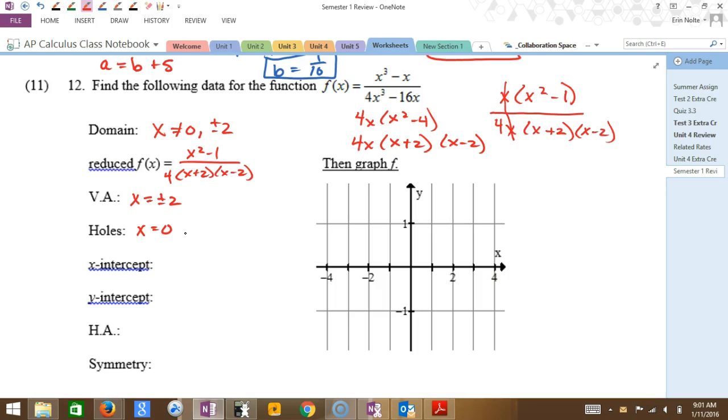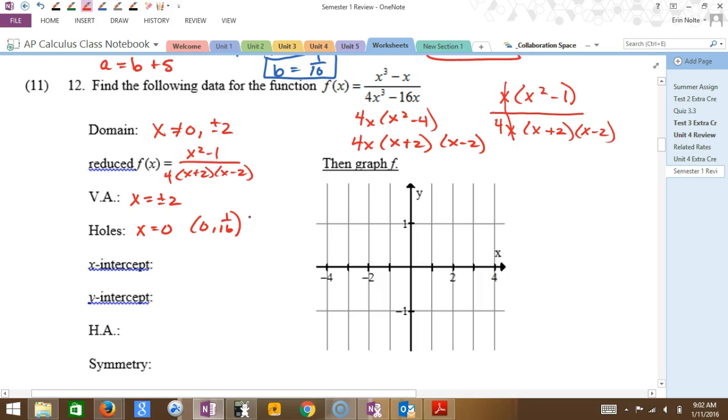-1 over -16. So a positive 1/16, right? So 1/16 exactly is where that hole will lie. Does that make sense? In my opinion, you do not have to, but I think that it's valuable in helping you draw the function. Because if you have another point to draw your function through, even though it's technically a hole, that helps you figure out where the function is. So I think that's valuable.